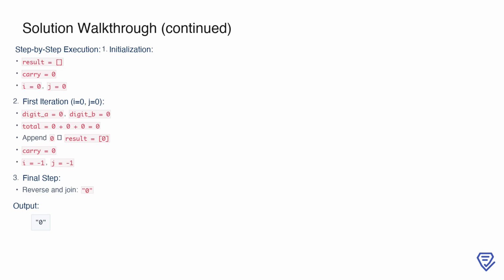In the first and only iteration, the digits are both 0. Adding these with the carry of 0 results in a total of 0. We append 0 to result, making it 0. Since there are no more digits to process and the carry is 0, the final step is to reverse the result and join the digits, resulting in the binary sum 0. This concludes the example and shows how the algorithm handles the simplest case of two 0 inputs.